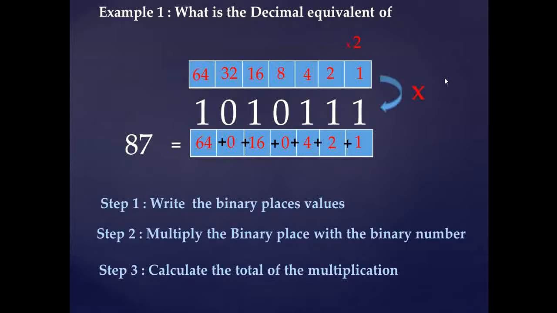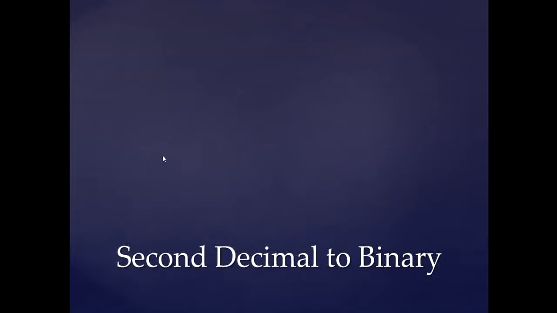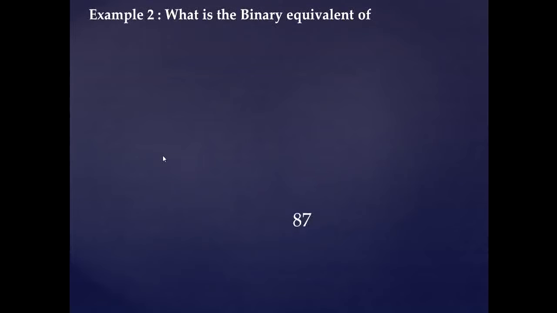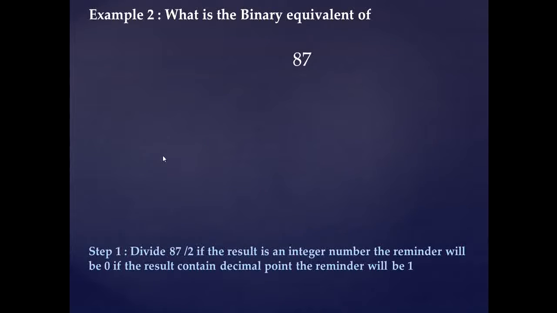So the decimal equivalent of the binary number 1110101 is 87. Then the second part of our revision is decimal to binary. Now we need to find the binary equivalent of 87. We need to make sure whether we calculated the equivalent decimal of the binary number in example 1 correctly or not. Step number 1 will be dividing 87 by 2.